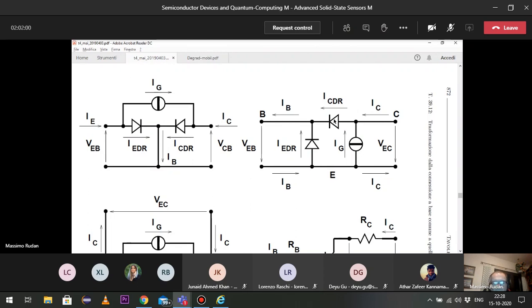If you have a dynamic analysis and you need the capacitances, then you add the capacitance of the vertical diode, and you remember you call it C pi, and the other one will be C mu. Okay, the two capacitances that are used in the dynamic analysis of the bipolar transistor.